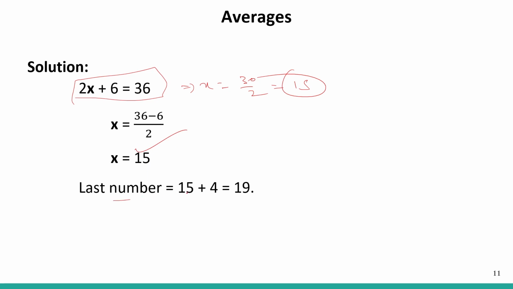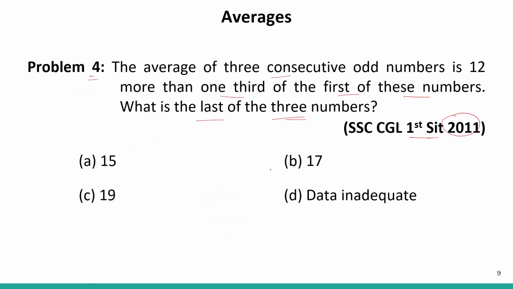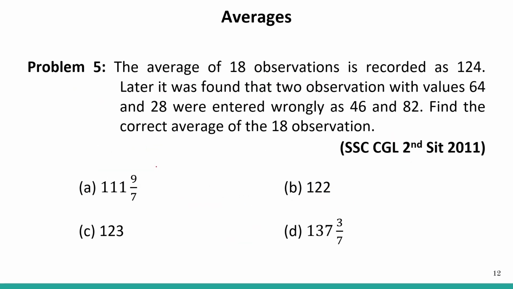So the last number will be what? 15 plus 4, that is equal to 19, because the last number was x plus 4. If x is equal to 15, x plus 4 is equal to 19. So 19 will be the correct answer. These are all wrong: 15, 17, data inadequate. So let's see problem number 5.